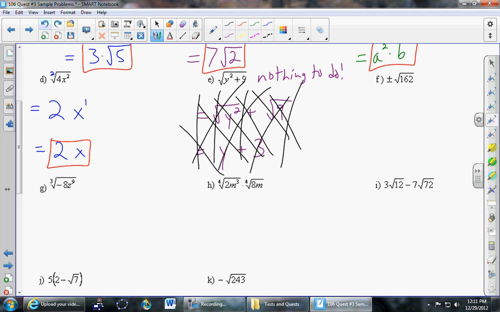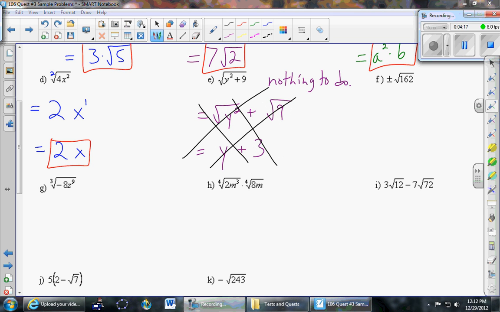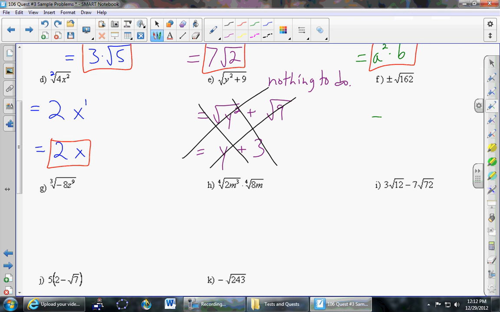Okay, part F, plus or minus the square root of 162. So the goal here is to find nice numbers that go into 162, nice meaning perfect squares. You can use your calculator to help you. Take your time. I'm about to say the answer, so if you don't have it, you might pause the video here. Well, 162 happens to be 81 times 2, and 81 is a quite nice number.